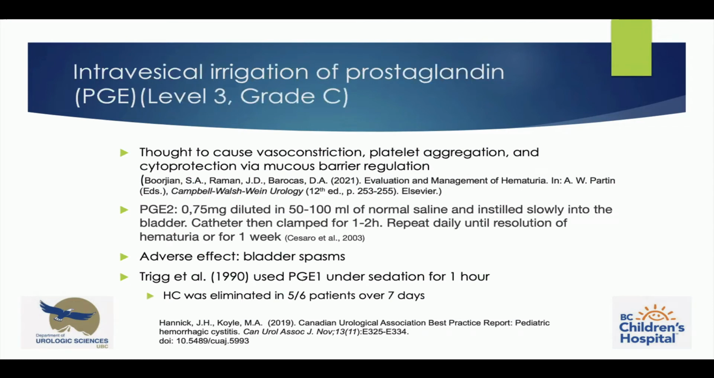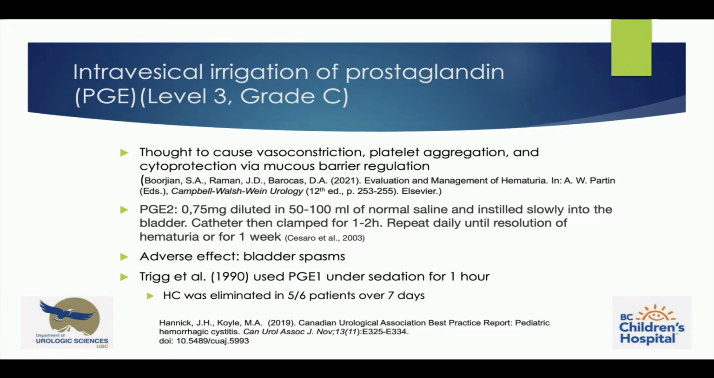Then we can use prostaglandin. This is a level 3 grade C recommendation, and it is thought to cause vasoconstriction, platelet aggregation, and cytoprotection via mucus barrier regulation. So a recipe could be 0.75 milligrams of prostaglandin diluted in 50 to 100 milliliter of normal saline and instilled slowly in the bladder. Then the catheter is clamped for 1 or 2 hours, and we can repeat this daily until resolution of hematuria, or until 1 week. The adverse effect is mostly bladder spasm.